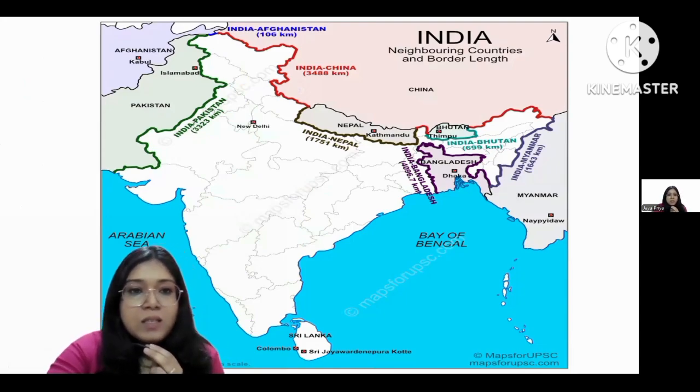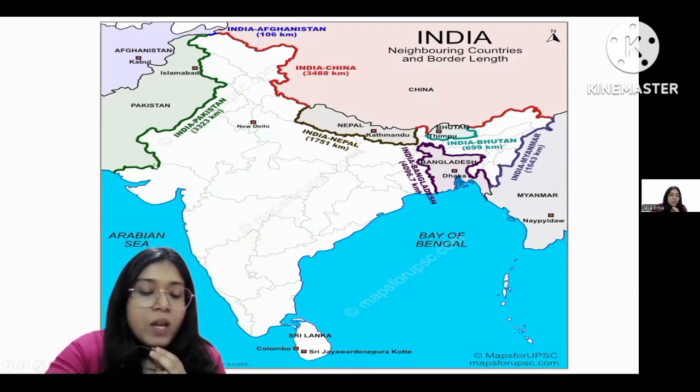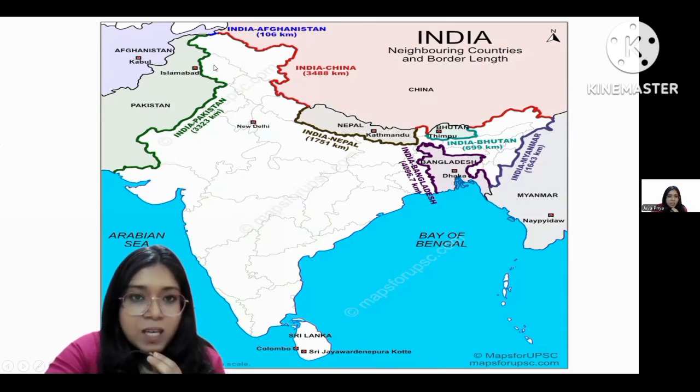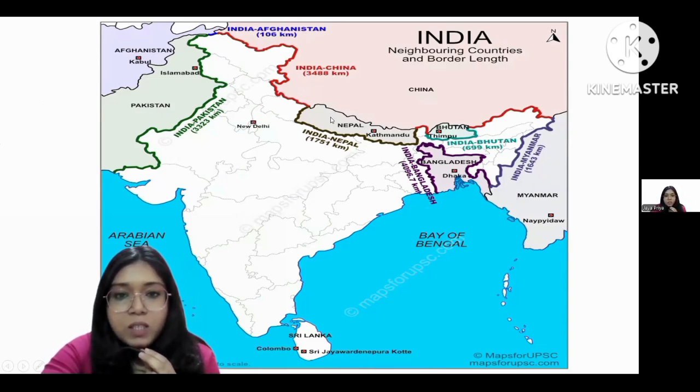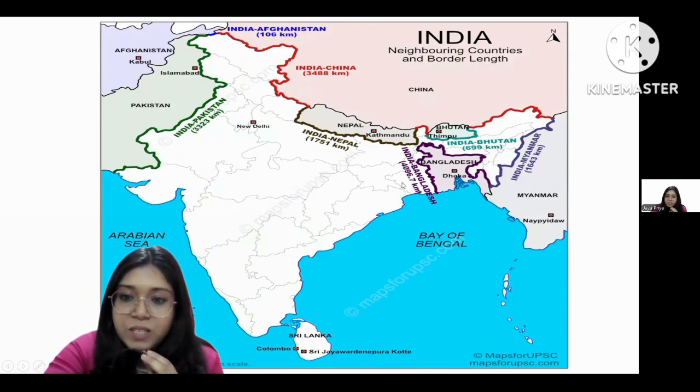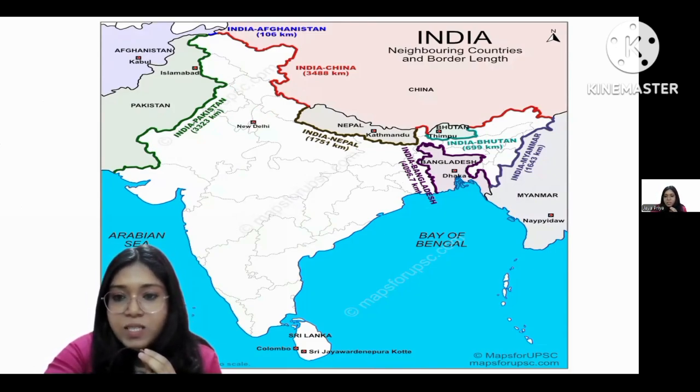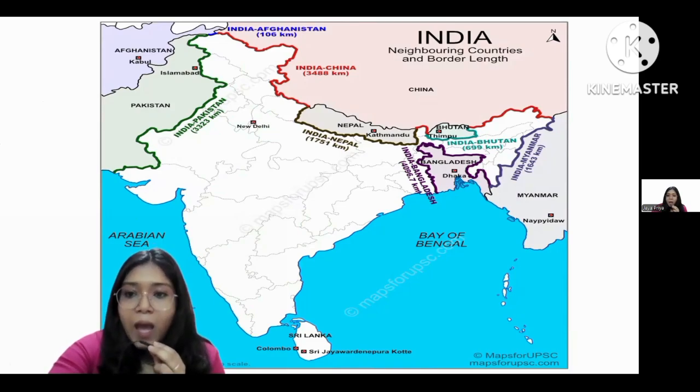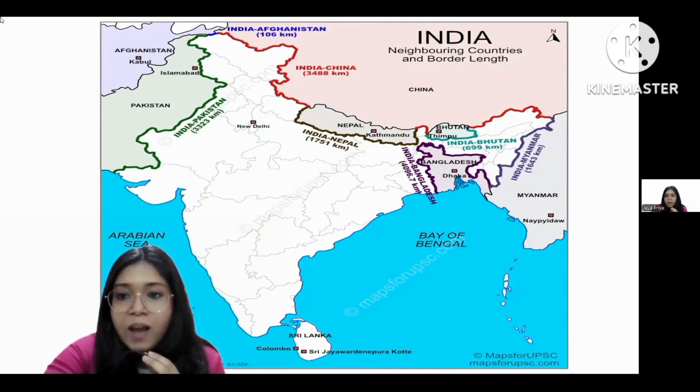The next is the bordering countries. So, the India Pakistan border is 3323 kilometers long. Then we have a short border with Afghanistan that is 106 kilometers long. Then the India China border is 3488 kilometers long. The next, with Nepal, is 1751 kilometers. And we have the longest border with Bangladesh, that is 4996.7 kilometers. And here we have the border between India and Bhutan, 699 kilometers.